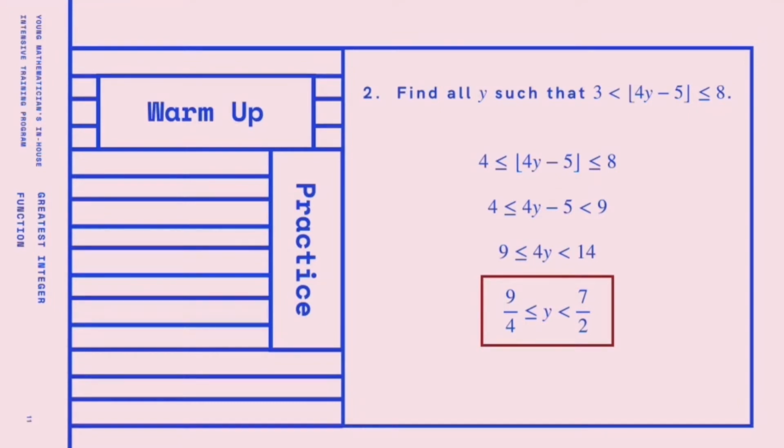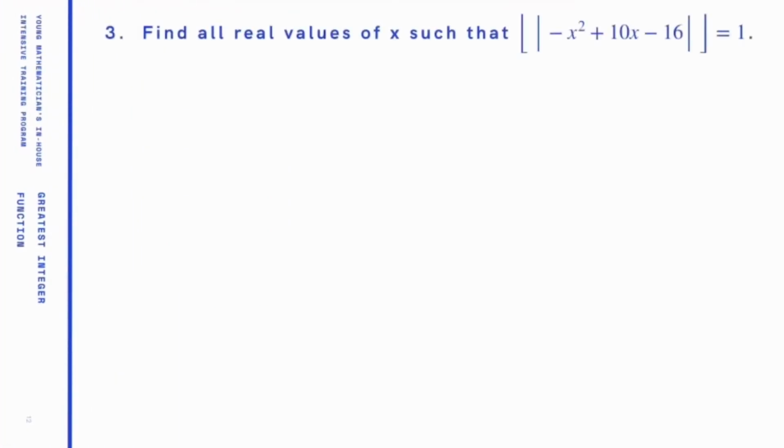Alright, let's continue solving warm-up practices. Next up, number 3. Find all real values of x such that the greatest integer function of the absolute value of the expression negative x squared plus 10x minus 16 is equal to 1. You can try the problem first, and when you're ready, continue watching the video for a solution.